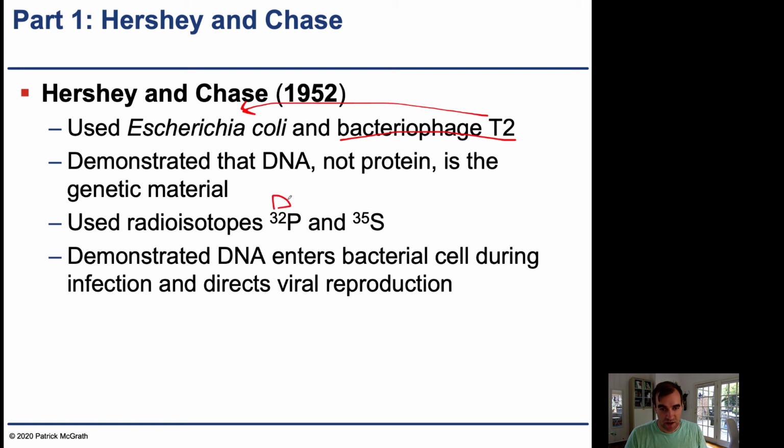So one of these isotopes is associated with DNA, and one of these isotopes is associated with protein. So as we'll see a little bit later, DNA has phosphorus in it. Phosphorus is a key component of DNA. And so this phosphorus atom should be able to specifically label the DNA within the bacteriophage. Sulfur is used specifically by protein.